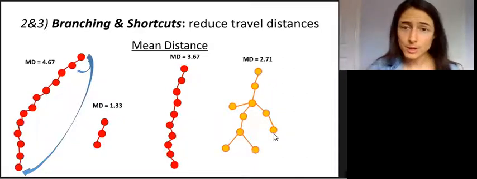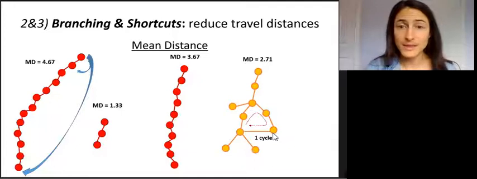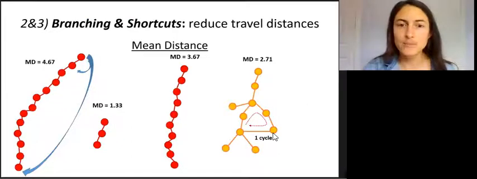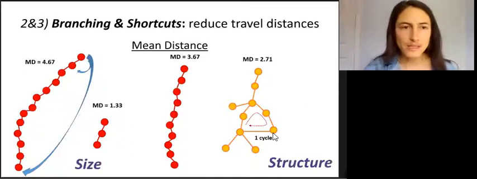But you can also reduce the mean distance further by adding a shortcut, or what we call a cycle. And by adding either branches or cycles, it becomes easier to access more distal parts of the nest. And that's what this mean distance is attempting to capture. So what I've shown you here is that both size and structure affect the mean distance.